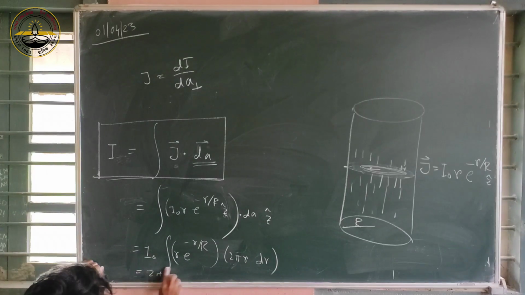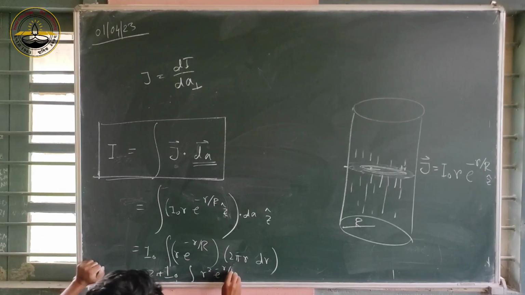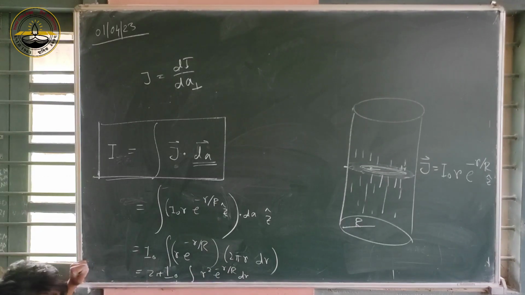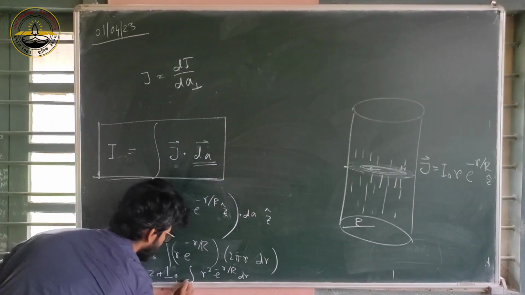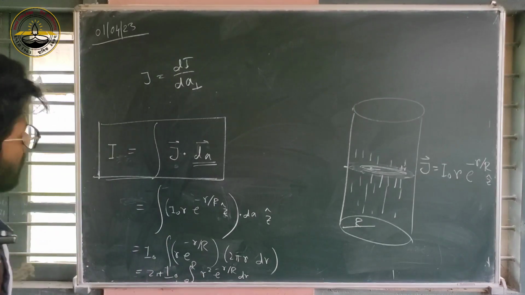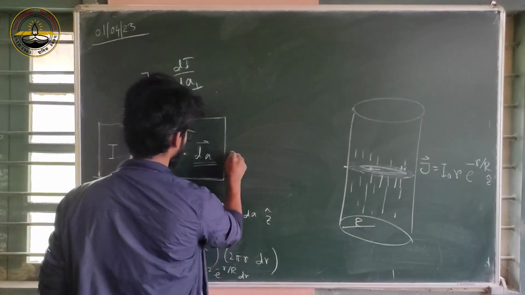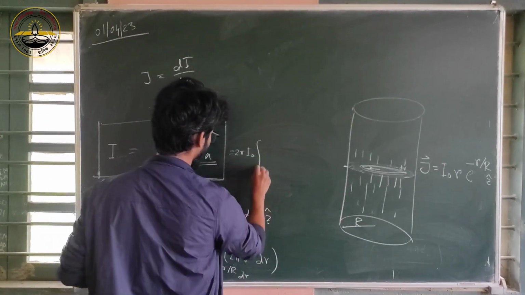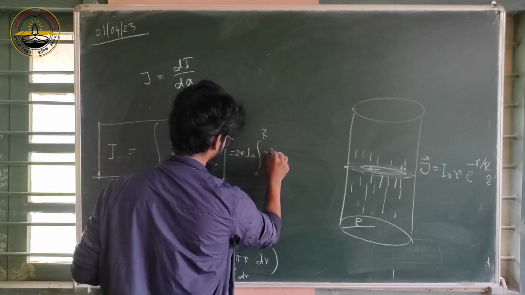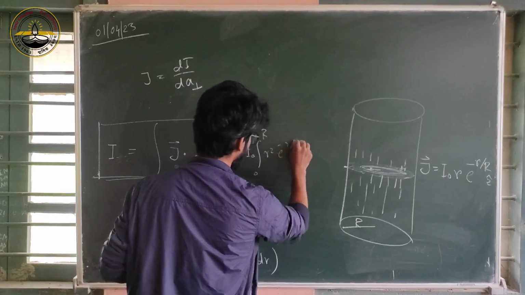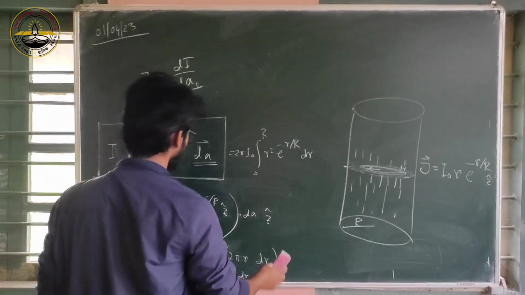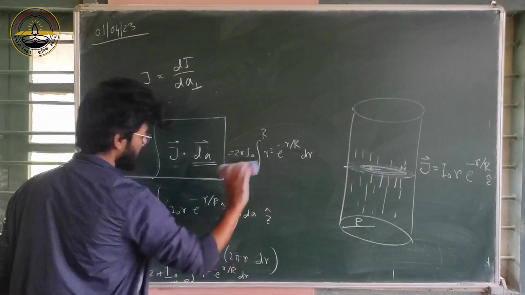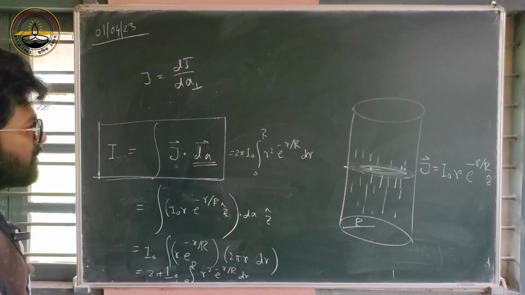So we have 2 pi I naught times the integral of r e to the minus r by R dr, and the integration is from 0 radius to the full radius, so 0 to R. This becomes 2 pi I naught times the integral from 0 to R of r e to the minus r by R dr. So if you do this integration, then it's done.